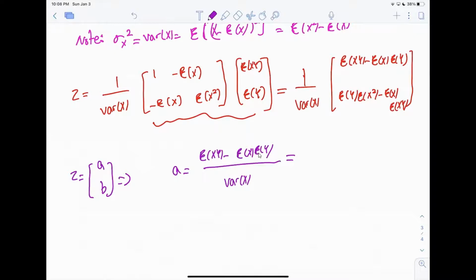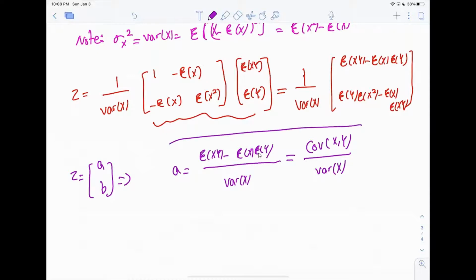What is the numerator? If you look at this one and use your probability knowledge, you're absolutely right. The numerator is covariance of x and y, divided by variance of x. Look at this. A has a very, very nice form. A is equal to covariance of x and y divided by variance of x, right?